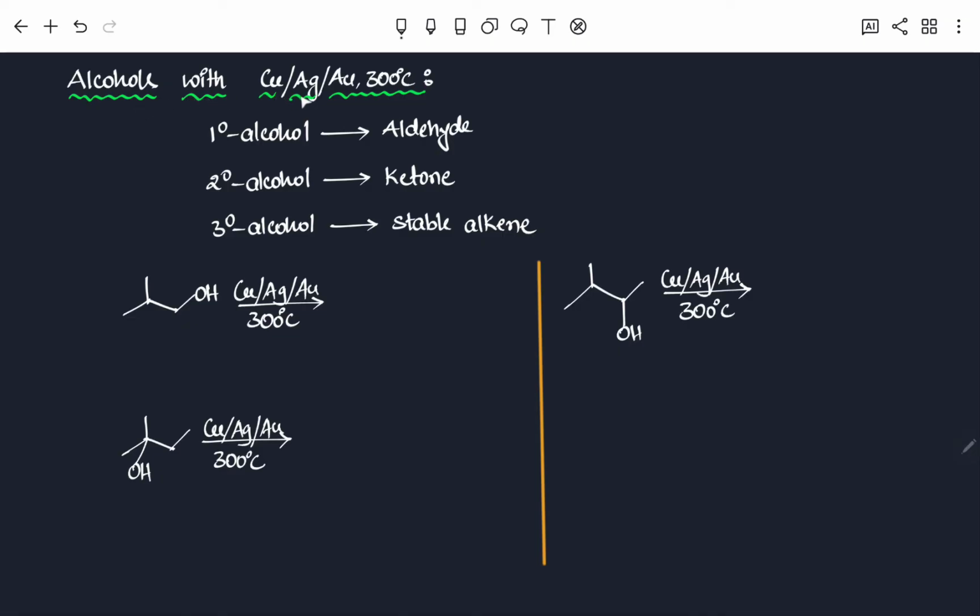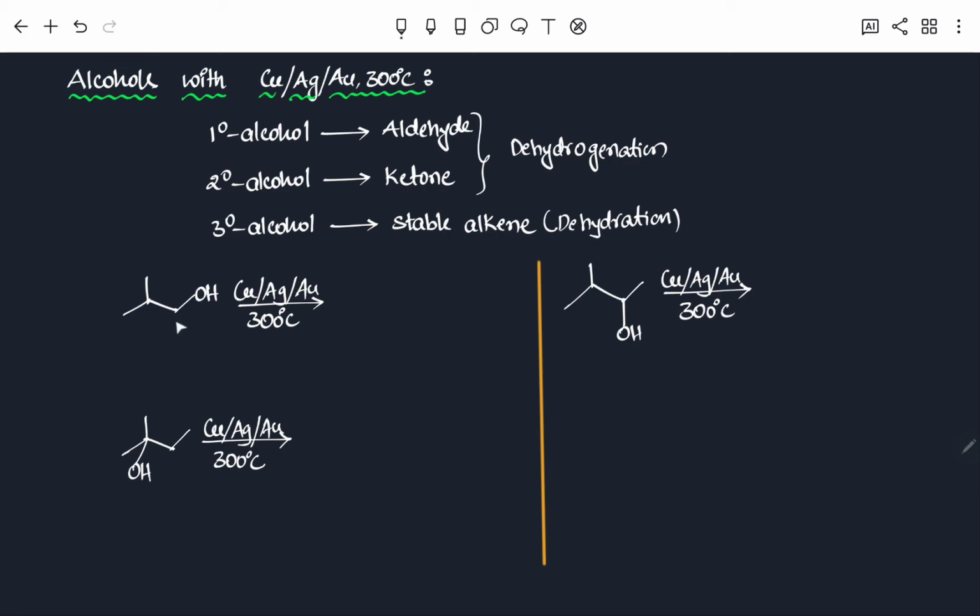Alcohol with copper, silver, gold at 300 degrees Celsius. So primary alcohol will be converted to aldehyde, secondary alcohol will be converted to ketone, but the tertiary alcohol converts into stable alkene. It is also an example of dehydration. In the first two cases, dehydrogenation. In the third case, dehydration.